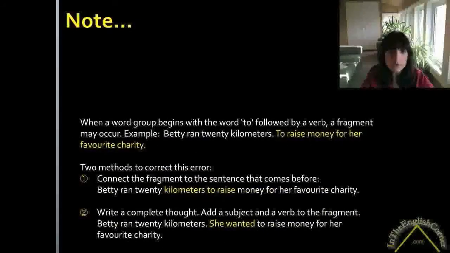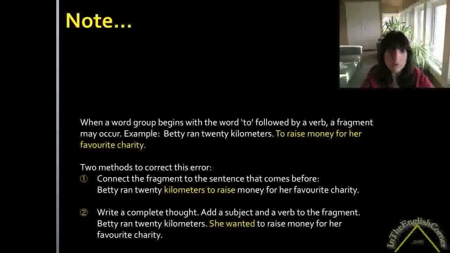Note that when a word group begins with the word to followed by a verb, a fragment may occur. In this example, Betty ran 20 kilometers to raise money for her favorite charity. To raise money for her favorite charity is a fragment. There are two methods to correct this error. One, connect the fragment to the sentence that comes before. Betty ran 20 kilometers to raise money for her favorite charity.